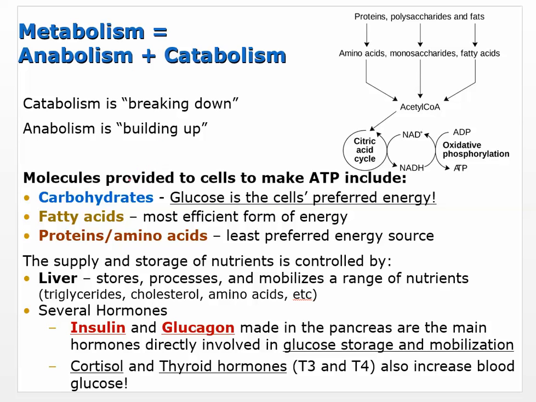Those are the hormonal responses that I want you to know about, and some of the disorders that go along with them.